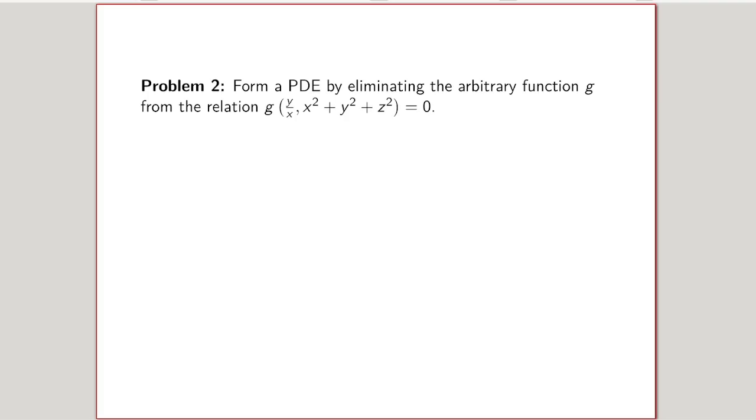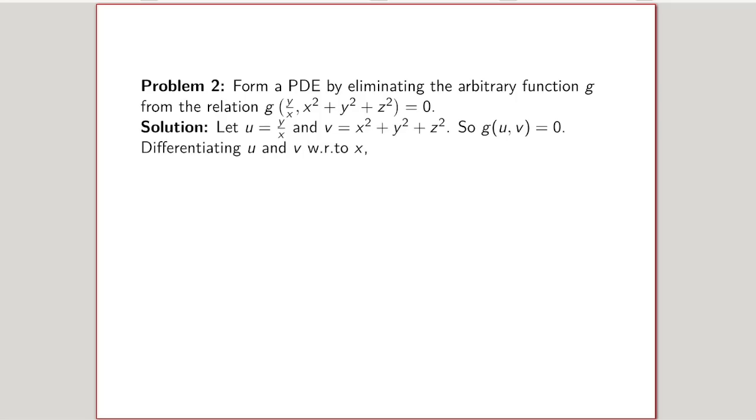So next question, form a PDE by eliminating the arbitrary function g from the relation g of y by x comma x squared plus y squared plus z squared equal to 0. So here also there are two functions u and v. So we are going to name y by x as u and x square plus y square plus z square as v. Differentiating u and v with respect to x. So dou u divided by dou x, we'll be getting, we can keep y as constant. If we differentiate 1 by x, we'll be getting minus 1 by x squared. So it is minus y by x squared.